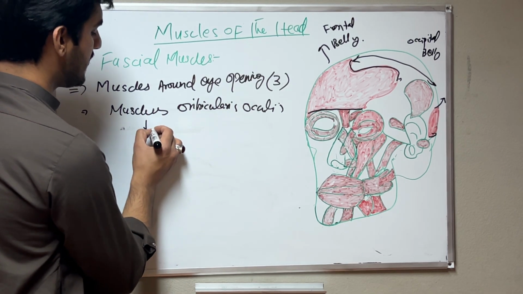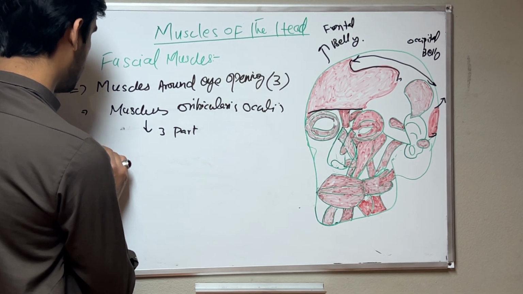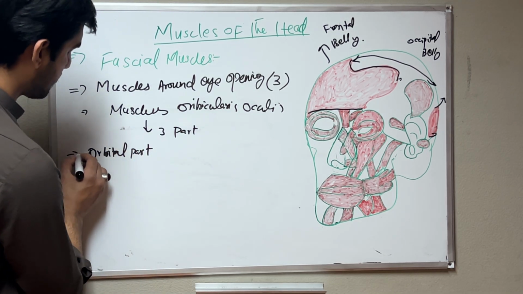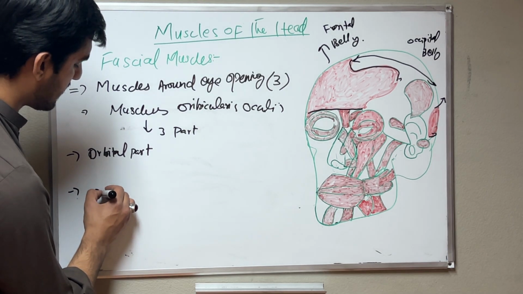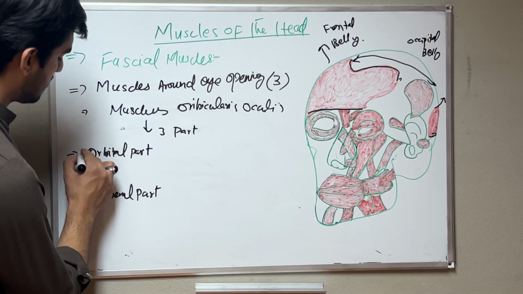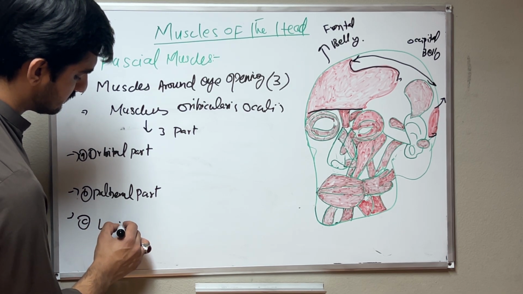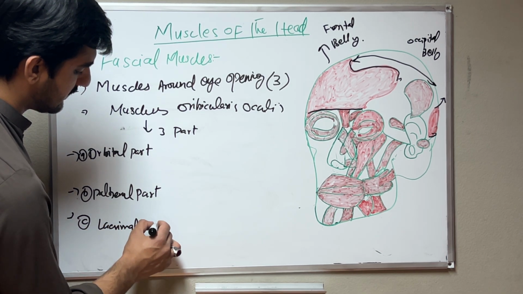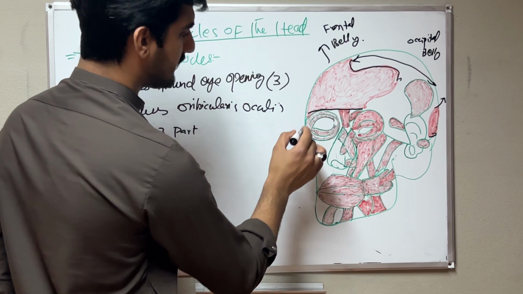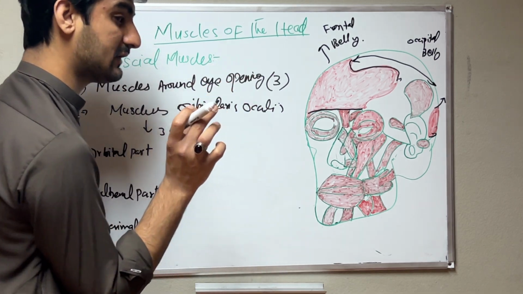Now this muscle has three parts. The first part is the orbital part, the big part. Then we have the second part, the palpebral part, and the third part is the lacrimal part. Each part has a different origin and insertion. The big circular one is the orbital part. The second one is the palpebral part, for closing and opening of the eye. This is the function of this muscle. Okay, don't forget.